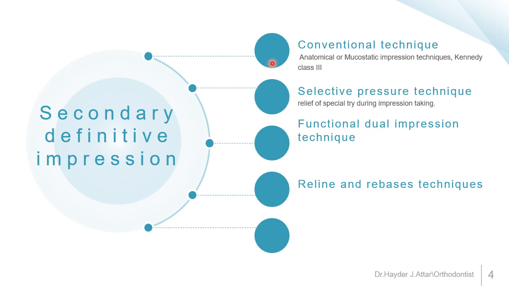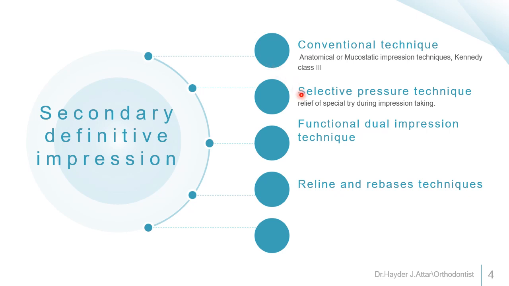The conventional technique, also called the anatomical or mucostatic impression technique, is used mostly for the bounded area, or the Kennedy class 3 classification. It takes the impression for the bridge border or bridge contour under a normal anatomical case without any occlusal force.